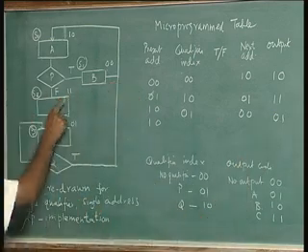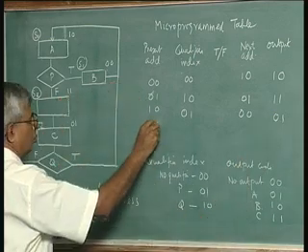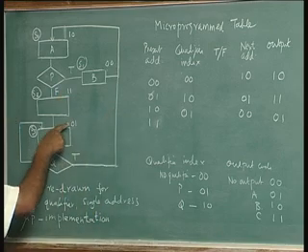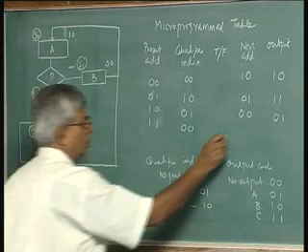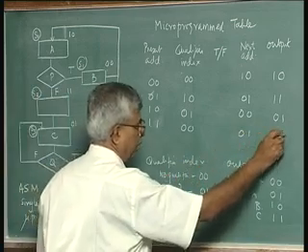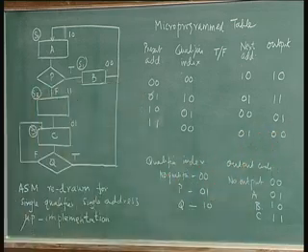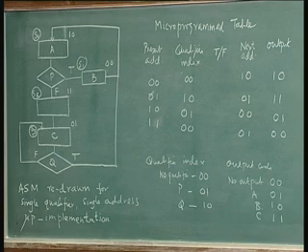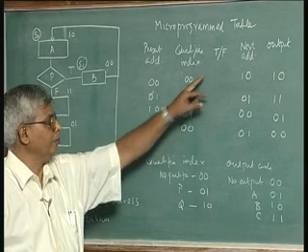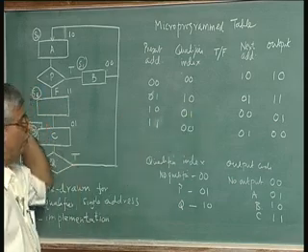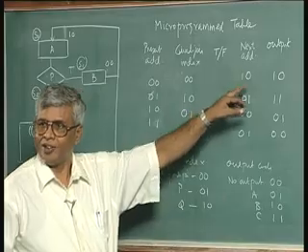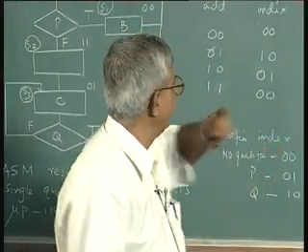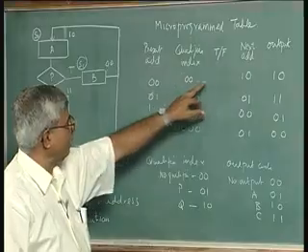Finally, F 1 1, qualifier tested is no qualifier tested, and next state is 0 1. Output is nothing. The question is, what do I write here? If it is true, does it go to this state? If it is false, does it go to this state? That I have to write here. It goes to this state whether it is true or false.